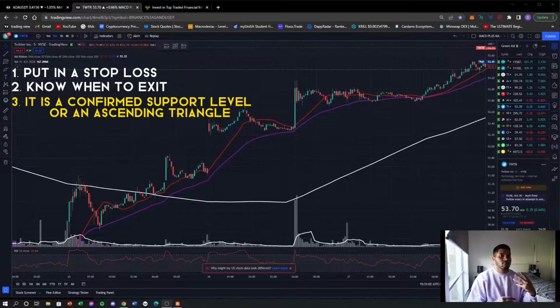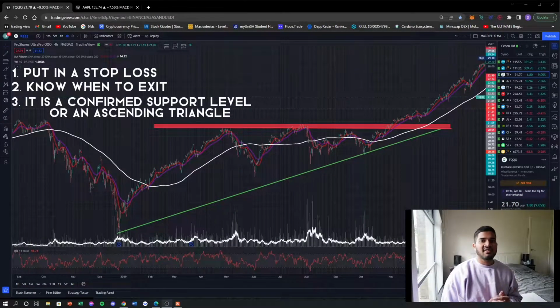And the fourth thing, or part of the third thing, it has to be an ascending triangle, because those two are the things that we are focusing on. I have explained the story behind this in a previous video, two of them actually, one for the ascending triangle and one for resistance and support levels. I will link them down below.